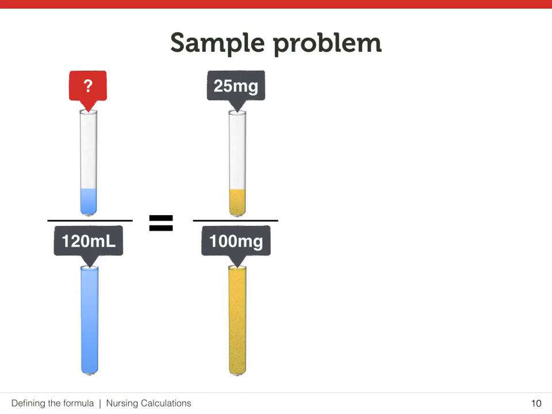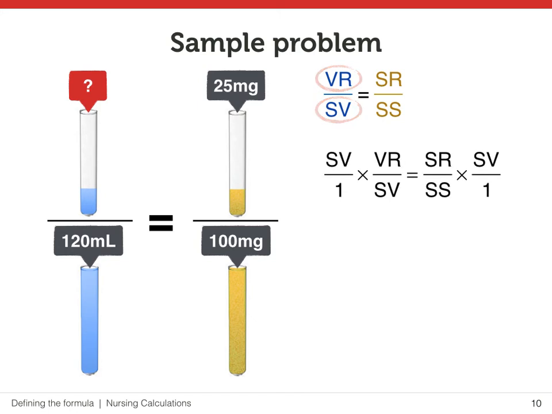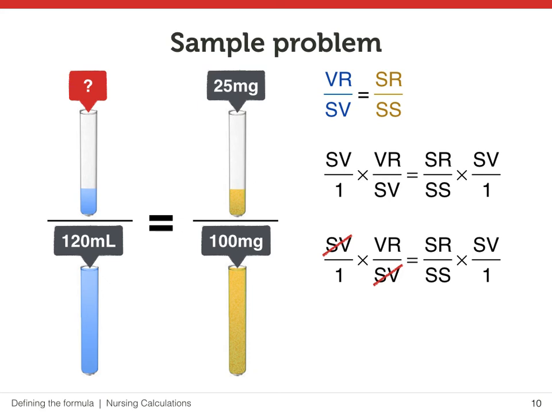And now for some clever algebra. If we want to get the volume required on one side of the equal sign on its own, then we can multiply that side with the stock volume. But we must do this to both sides if we want to keep the equation balanced. And why did we do this? This gives us the opportunity to cancel the stock volume on the left-hand side of the equation, and there we have the equation in the form we normally see it.